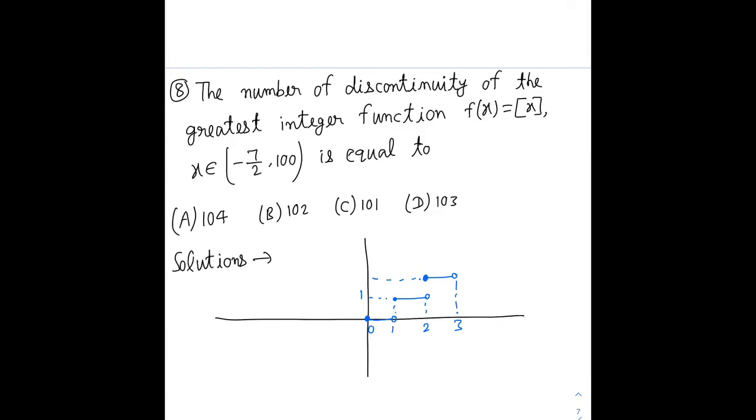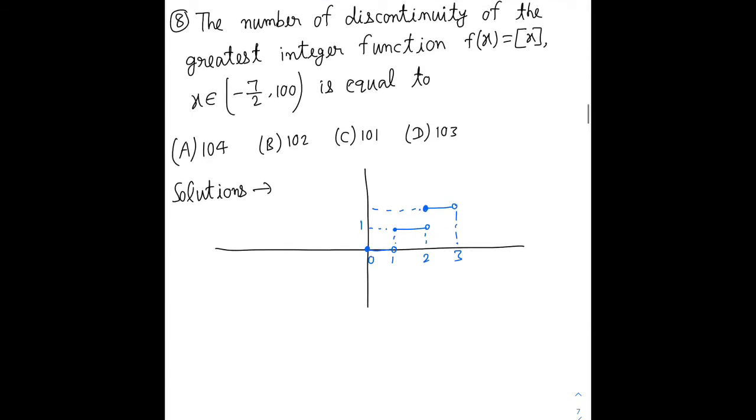Now x is between minus 7 by 2 and 100, so the first value would be minus 3, then minus 2, then minus 1, then 0, 1, 2, 3, like that, and the last value would be 99. Now if you count, guys, from 1 to 99, how many are there? 99, and then 4 more are there. So 99 plus 4, 103. So 103 is the answer, option number D.